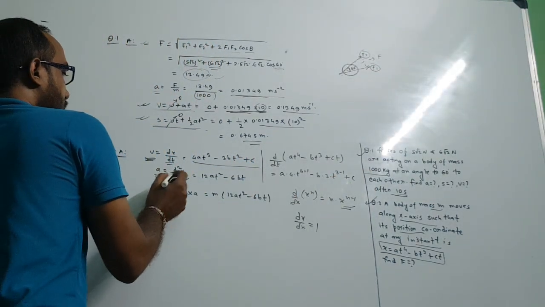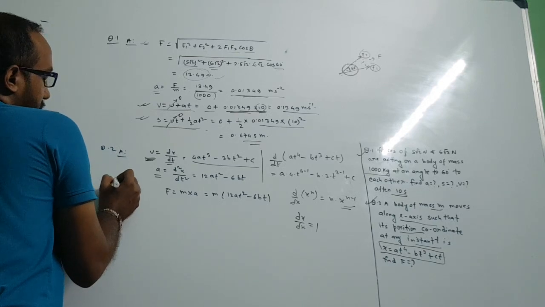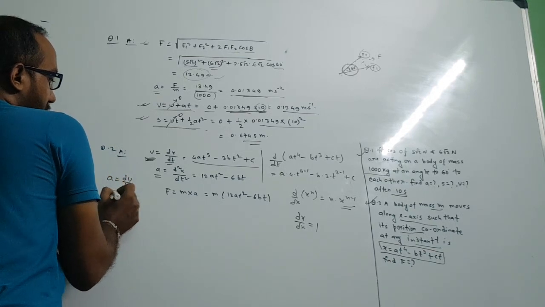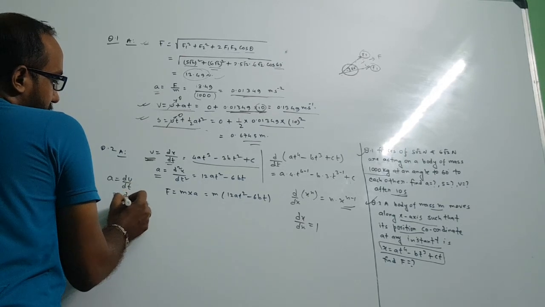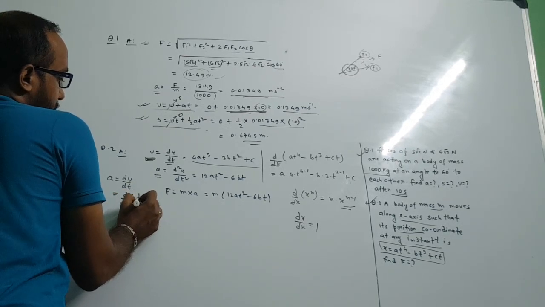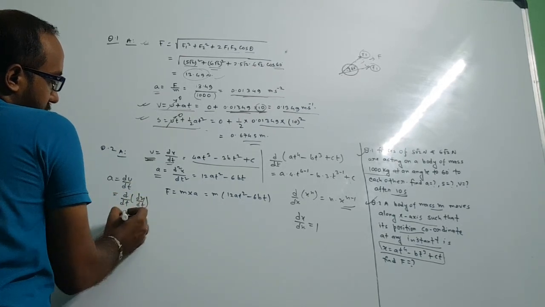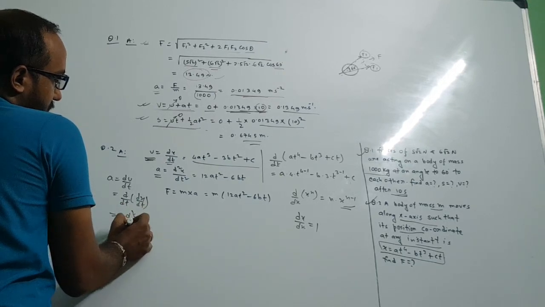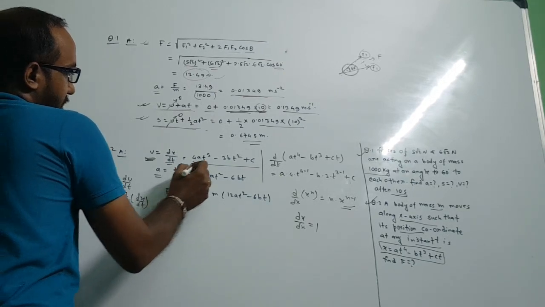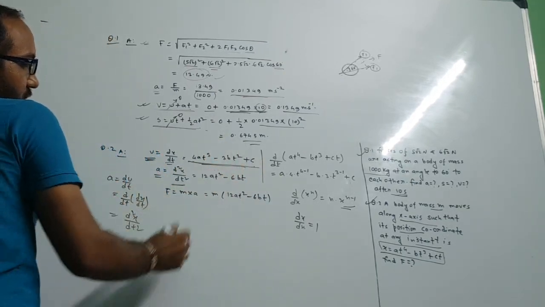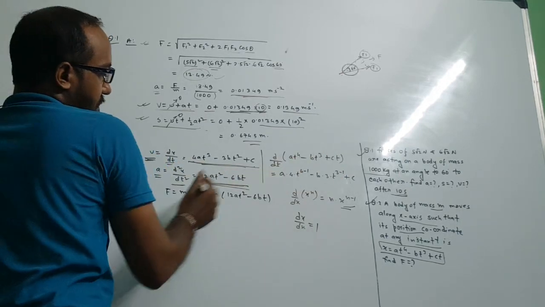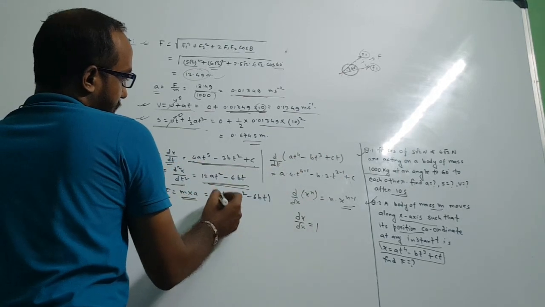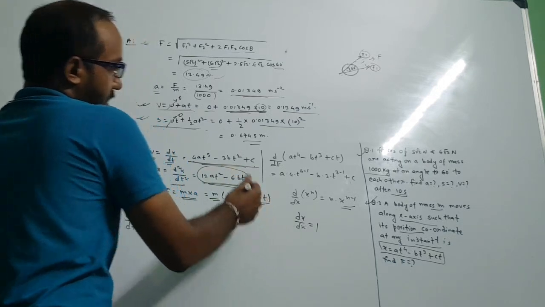Now acceleration we know as dv by dt, and v is your dx by dt, so ultimately we will get d by dt of dx by dt. Now what is this representation? This is d2x by dt square. That means you have to differentiate this thing again. Differentiate this thing, you will get acceleration, something like this. Now you have to find the force. Force is mass into acceleration, so mass, acceleration is this, you will get the answer.